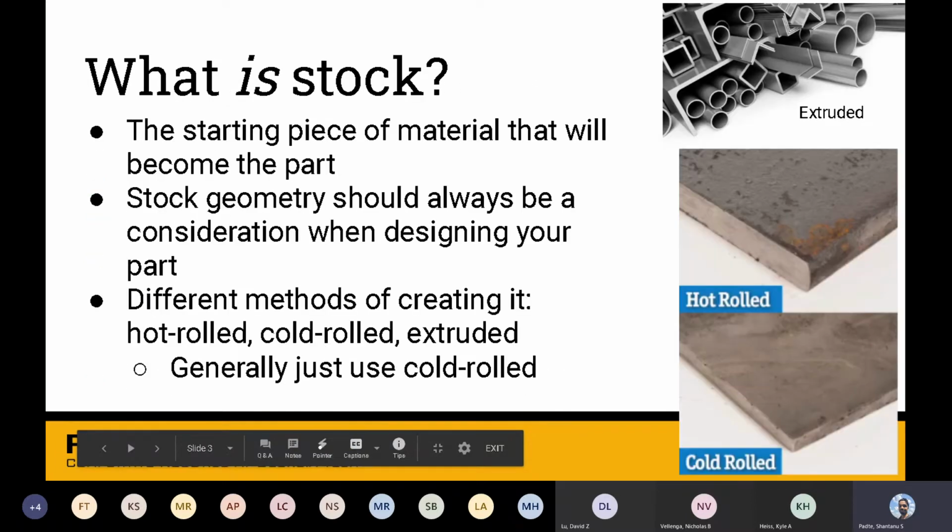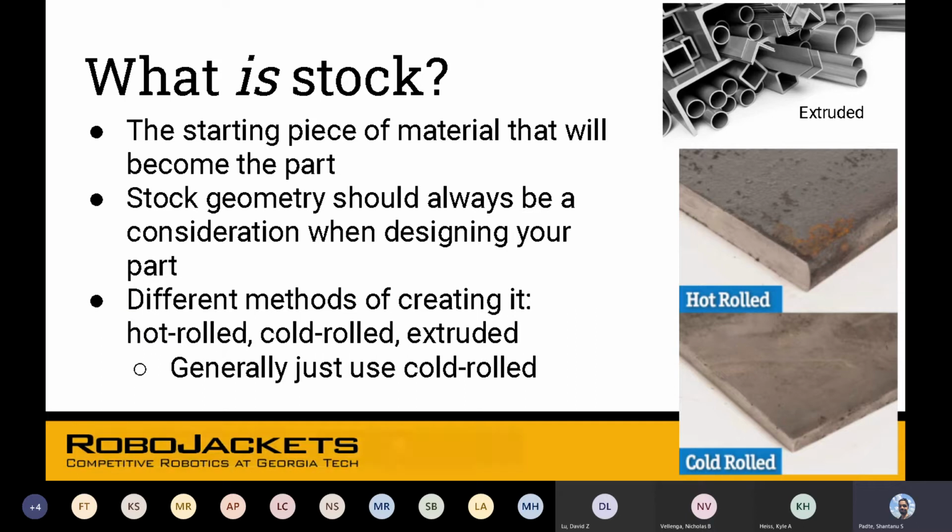So what is stock? Stock is basically the starting piece of material that will become a part. Like if you're going to make something out of wood, generally you go find a plank or a log, and then you start cutting it out or carving it or whatever. Stock geometry should always be a consideration. So for steel, there are different kinds of stock geometries.